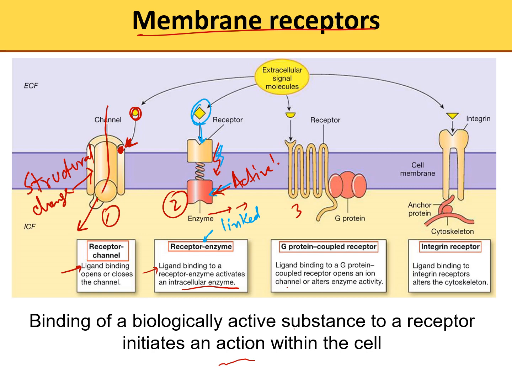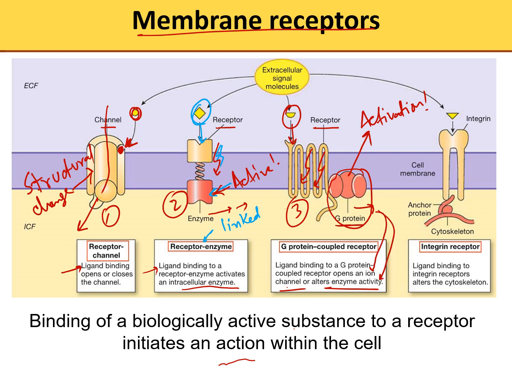The third type of receptors are G protein receptors. This is a receptor that is linked to a protein, and these proteins are called G proteins. These are specialized proteins. So again, a ligand binds to it. There's a conformational change that occurs here. It leads to these G proteins becoming activated, right? And then they do something else. So ligand binding to a G protein coupled or G protein linked receptor opens an ion channel or alters enzyme activity. So these will open an ion channel or will make things active.